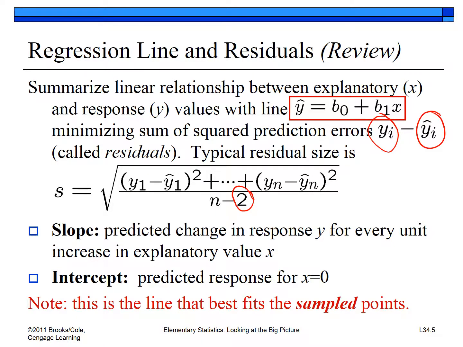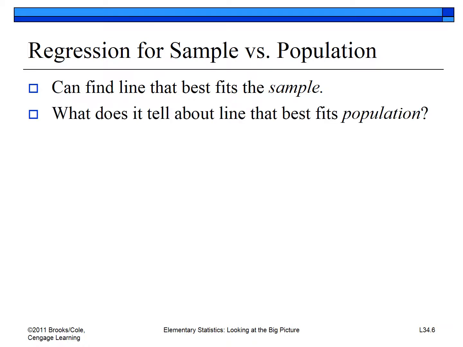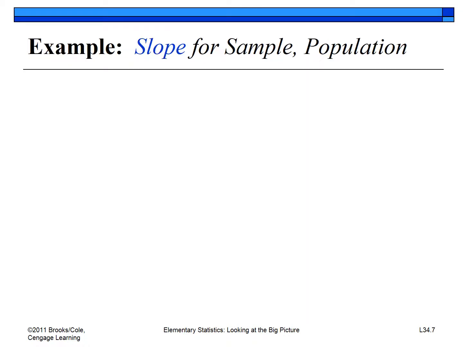Remember that this line, the least squares regression line, is the line that best fits the points in our sample. That doesn't mean it's necessarily the best line for the population. Because we only have values for the sample, we can only find a line that fits our sample. If we want to make a guess as to what the unknown population looks like, we're talking about statistical inference.